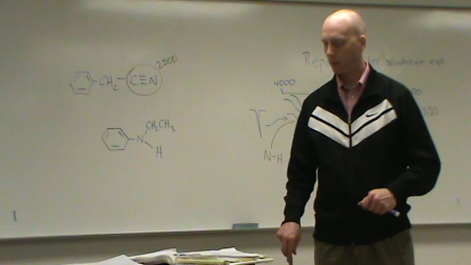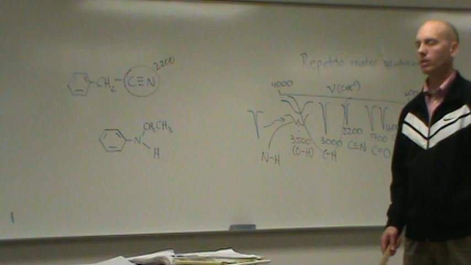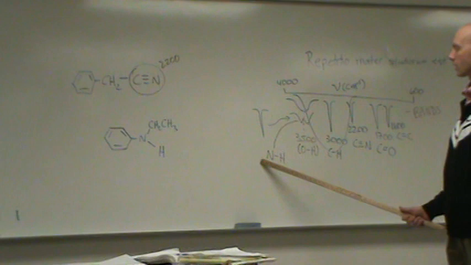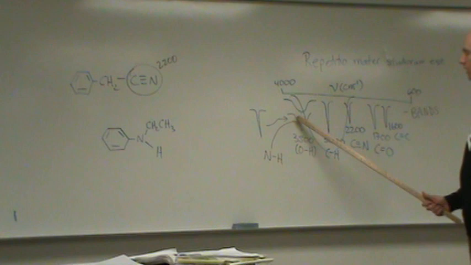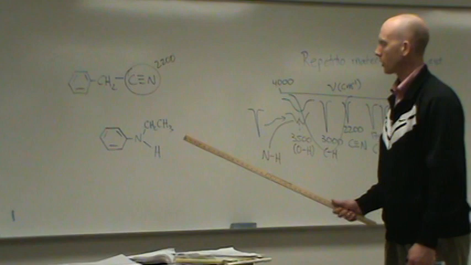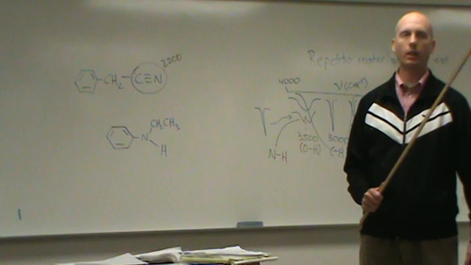What else? NH. What's this here? NH. Okay. How do I know that's an NH and not an OH? Yeah, it's sharp. Sharp at 3,500, NH. If it was broad, it would have been an OH. Okay? So that's this little piece here that's showing up. Okay? So don't forget about that NH there.